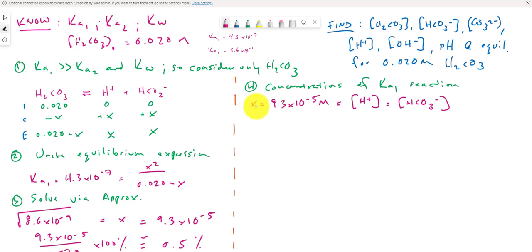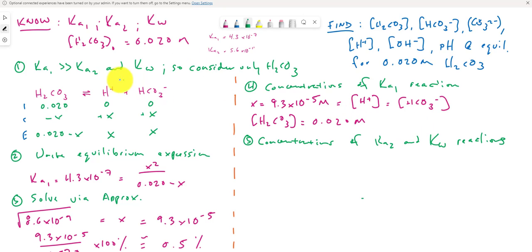So the next step is just to take x and solve for the things that we know in our original ICE table. Those were the concentrations of that first Ka1 reaction, and so x is the same as the proton concentration and the HCO3 minus concentration, so I just wrote that up. And then I can subtract x from 0.02 to get my equilibrium H2CO3. It turns out, because the Ka is so small to begin with, subtracting 9.3 times 10 to the minus 5 from 0.02 doesn't show up even in the digits that are significant. So it's the same as our initial concentration, at least within those digits that we're keeping.